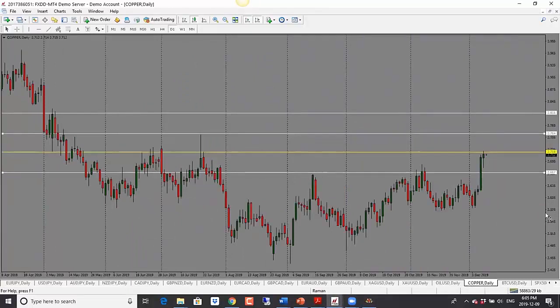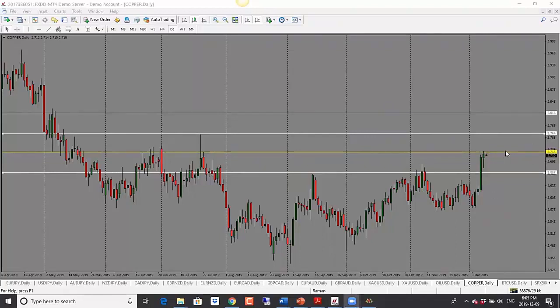Copper here, copper has moved up. It's right into the resistance though, and this is where price had turned. So even though we do have a bullish candle close here, I would be cautious with this one because if it does not break through the high of 2.72, we could see a move back in. So I would say neutral bias for the moment for copper.